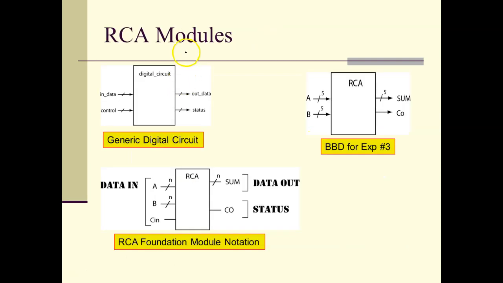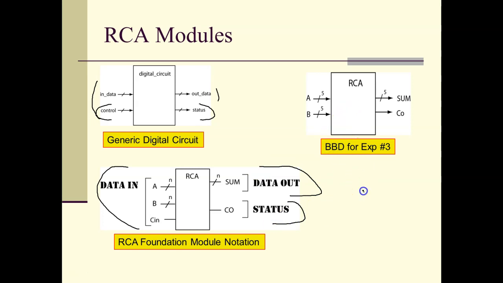Our ripple carry adder, commonly known as RCA, is our first digital design foundation module, and this is our generic module here, where you got data coming in, data coming out, control coming in, and status coming out. And for our circuit here, we've got data coming in, we have no control signals. We got data coming out, and we have 1 status signal, which is the carry out.